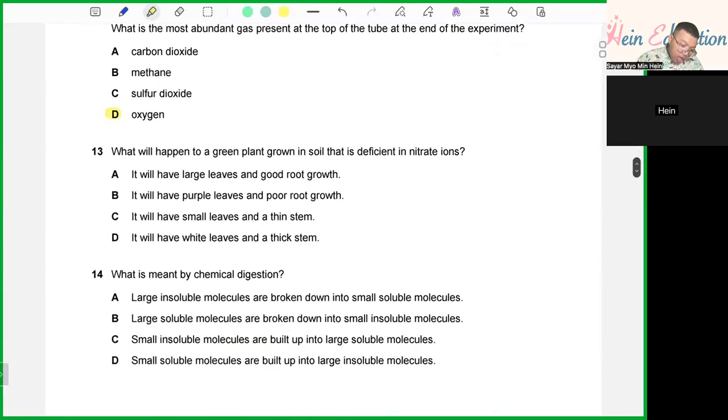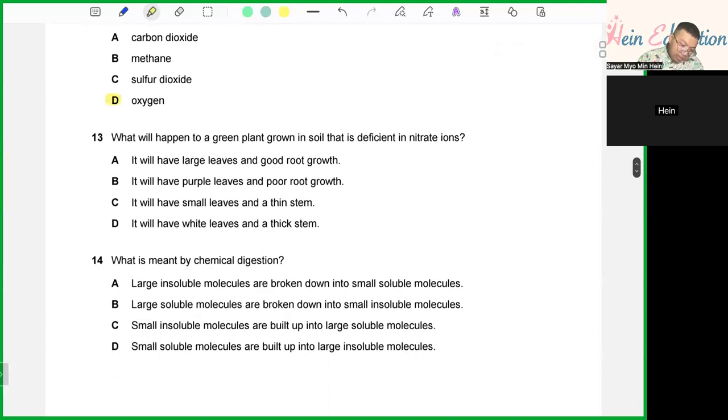And number 13, what will happen to a green plant in soil that is deficient in nitrate ion? Nitrate is needed for the growth of the plant. So large leaf is incorrect. And poor root growth, purple leaf. Purple leaf is not correct, right? Because the leaf color is about chlorophyll. Small leaf, okay. Thin stem, that would be the answer. Thick stem is not correct. So the correct answer is C.